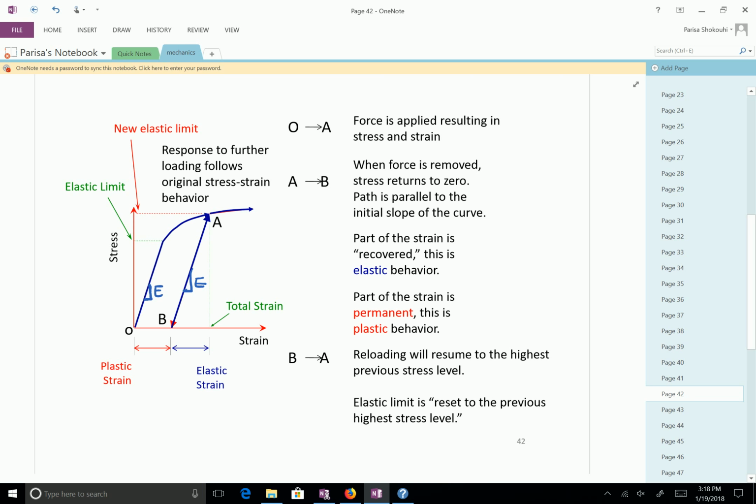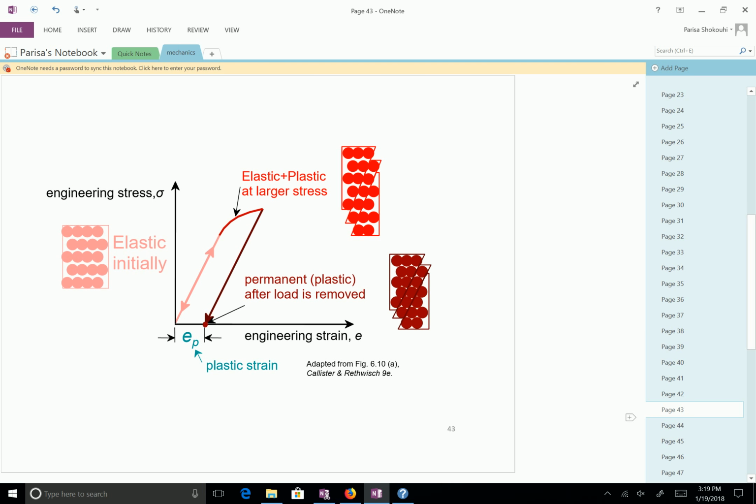And the text actually explains what I just told you. This should be familiar to you from strength of materials a little bit, if you remember, right? And now, if you think microscopically, what is happening is exactly what I was explaining before. After passing the elastic limit, you have slippage inside the material that doesn't go back.